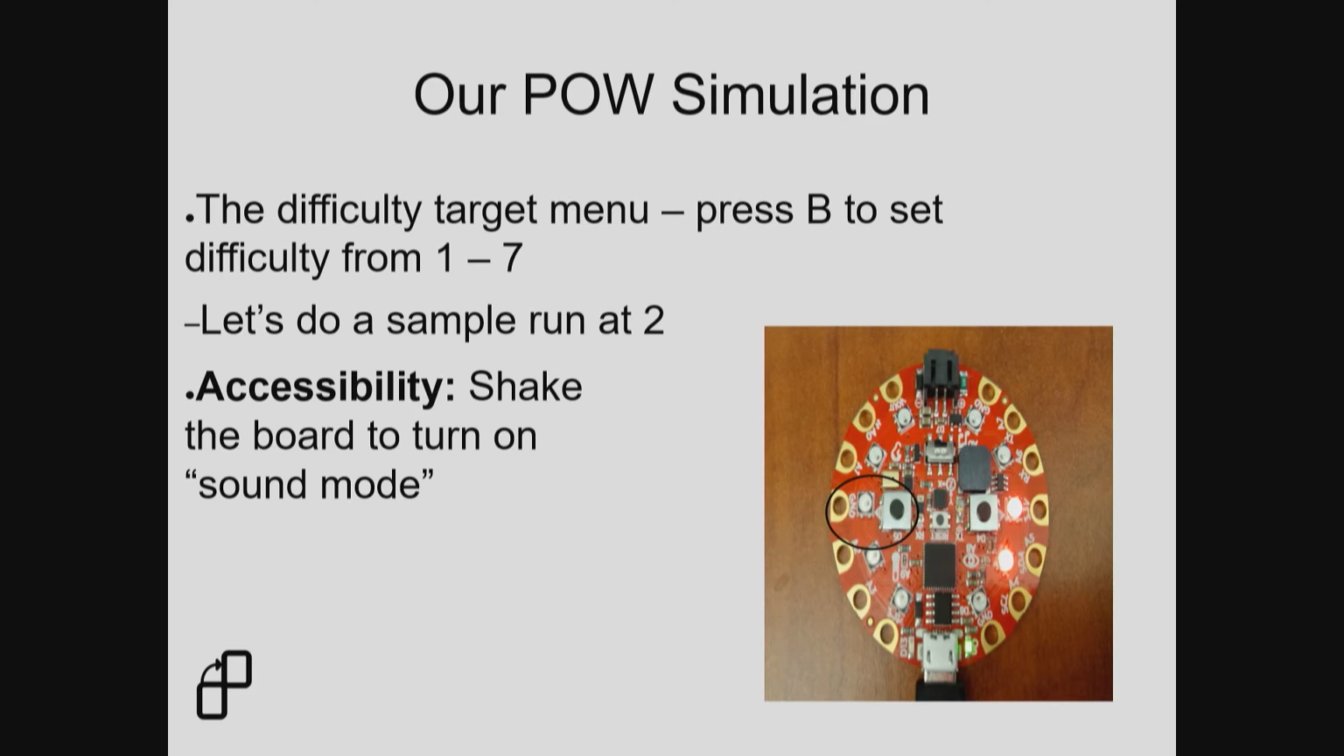Now, I wanted this presentation to be accessible. So if you have any issues seeing red and green, or you don't see well, give the board a good shake and you'll hear it beep, and that turns on a sound mode. So you can hold the little speaker up to your ear as you program the difficulty and run the simulation, and it will actually read out to you what the numbers are. So you kind of have to give it a good jolt. It's based on the accelerometer, and it'll turn that on for you.